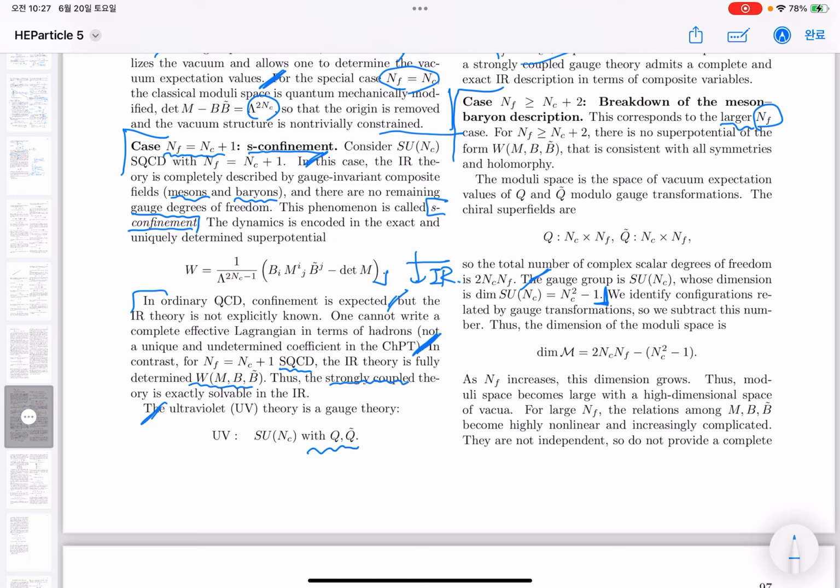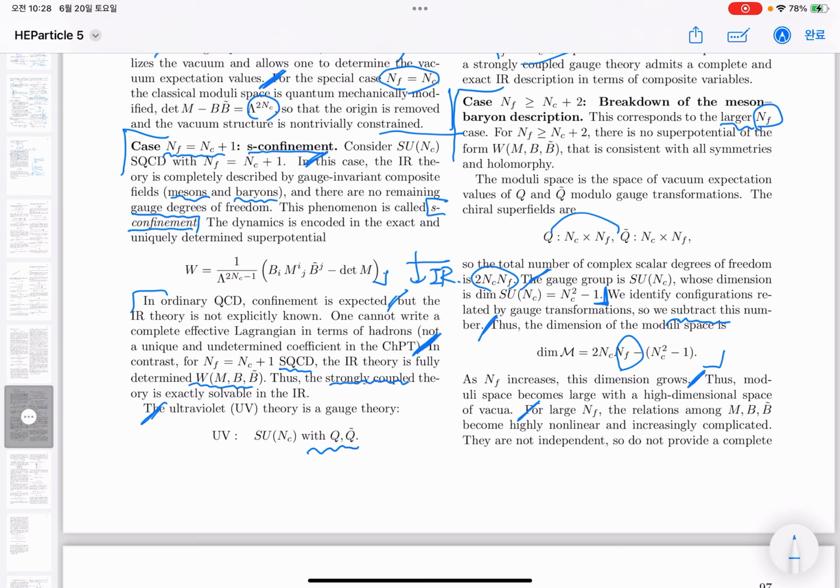So the original degrees of freedom are N_C times N_up times 2, because there are the quark and the anti-quark fields, and we should subtract the gauge redundancy, the number of the generators. So the dimension of the moduli space is given by 2 N_C N_up minus N_C squared plus 1. So if N_up increases, the dimension of the moduli space grows. So the moduli space becomes large when N_up increases.